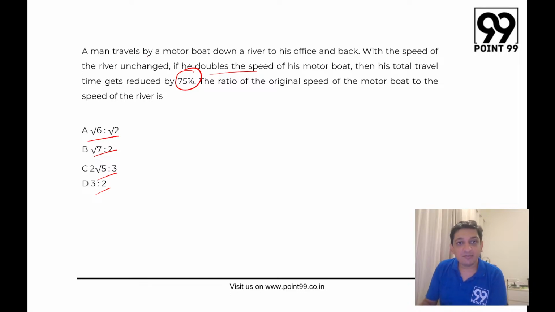Okay, so what does it say here? A man travels by a motorboat down a river to his office and back. With the speed of the river unchanged, he doubles the speed of his motorboat. Then his total travel time gets reduced by 75%. That's it. So what I have to find is the original speed of the motorboat to the speed of the river.